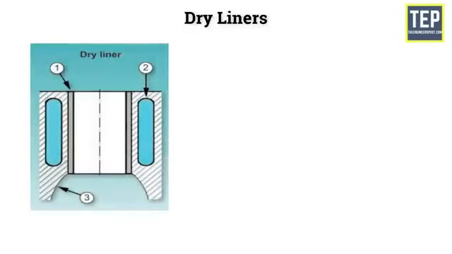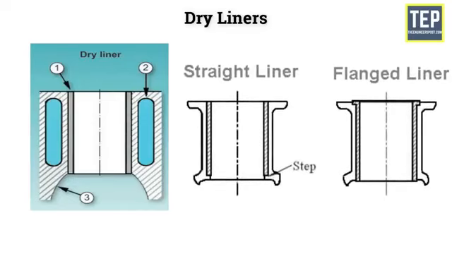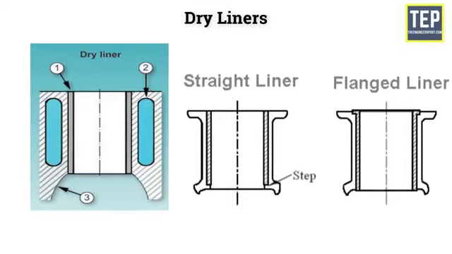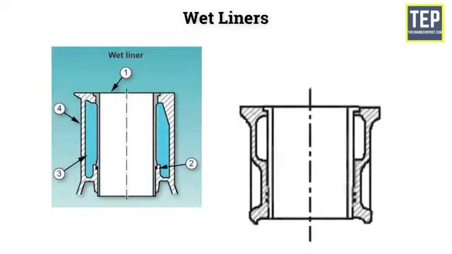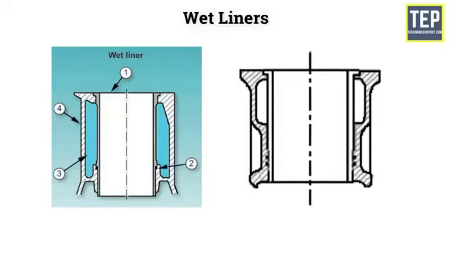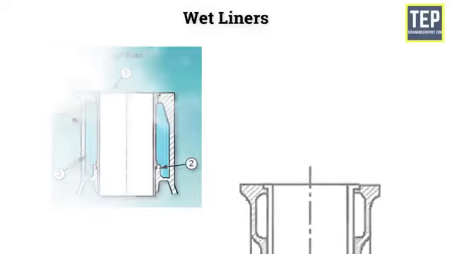Dry liner is made in the shape of a barrel with a flange at the top, which keeps it in position. The entire outer surface bears against the cylinder block casting, and hence, these are machined accurately at both outer and inner faces. Wet liners are in direct contact with the cooling water at their outer face. Because of this, these liners need not be machined very accurately at the outer surface. However, they have to be machined accurately at the inner surface.